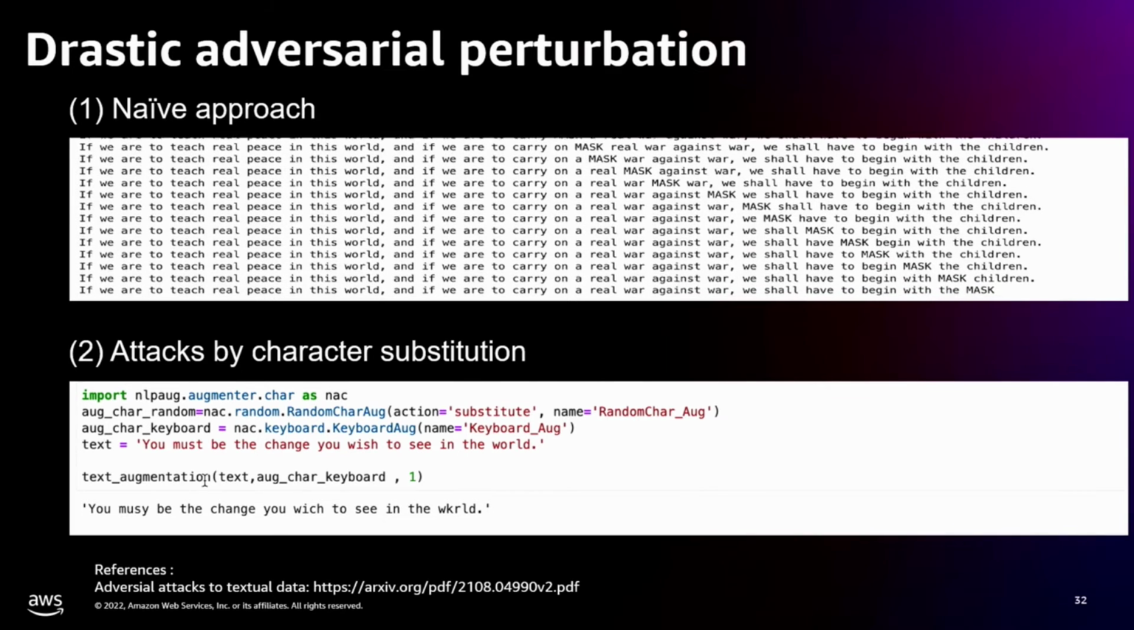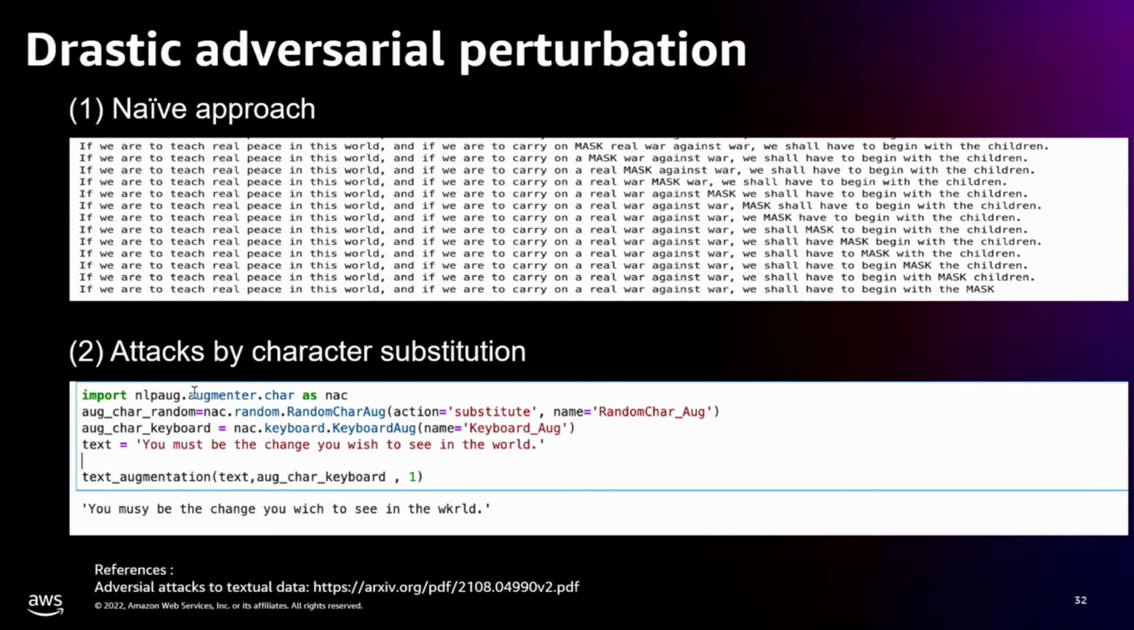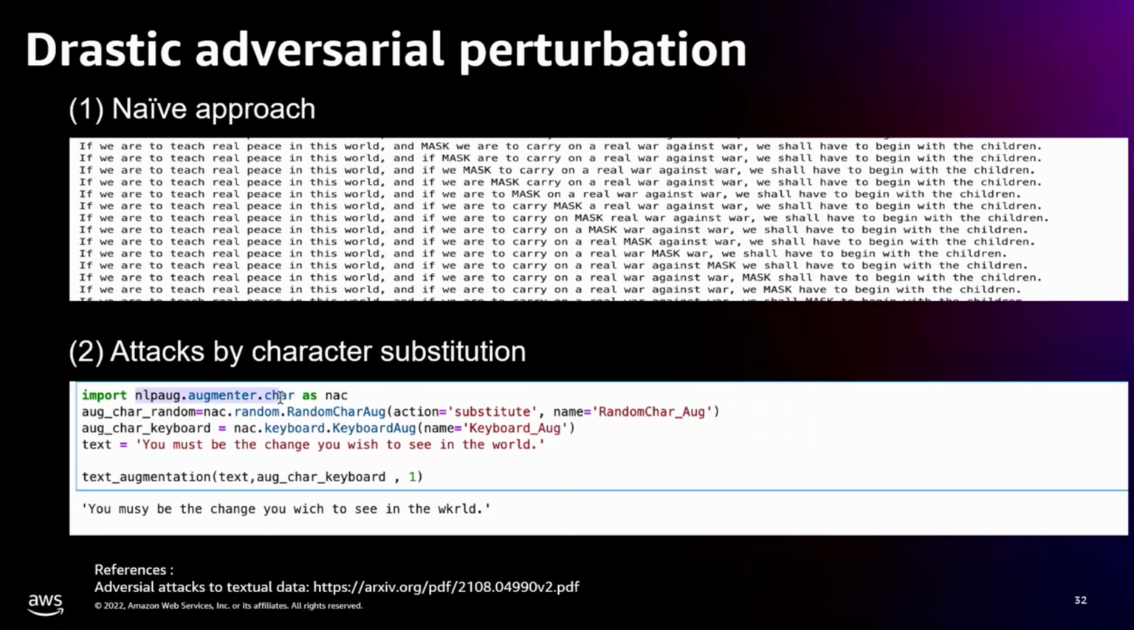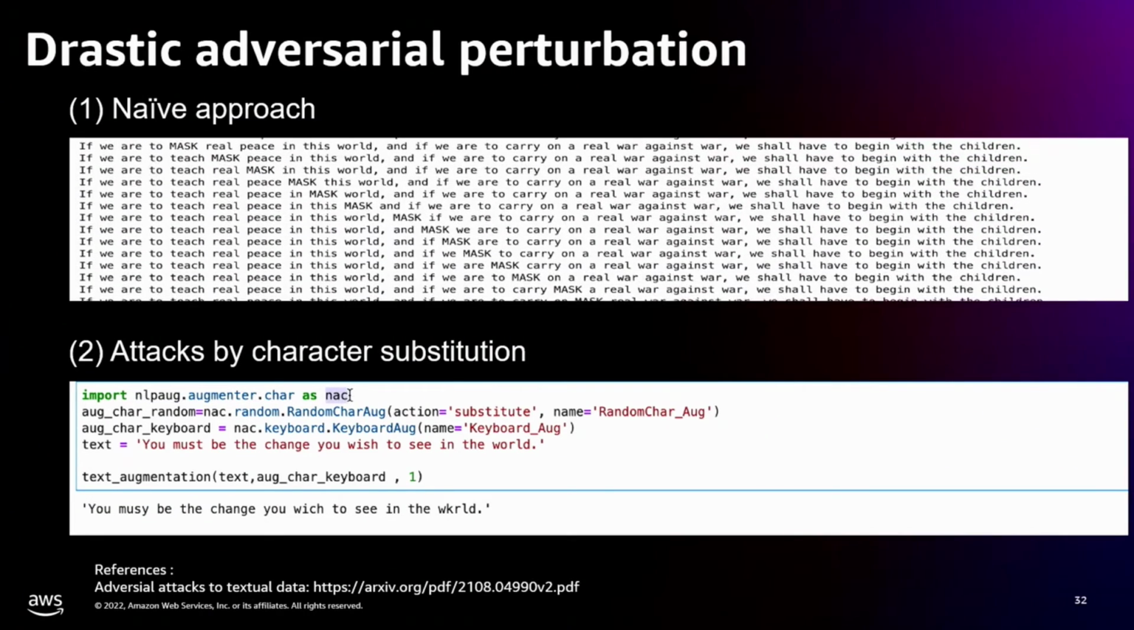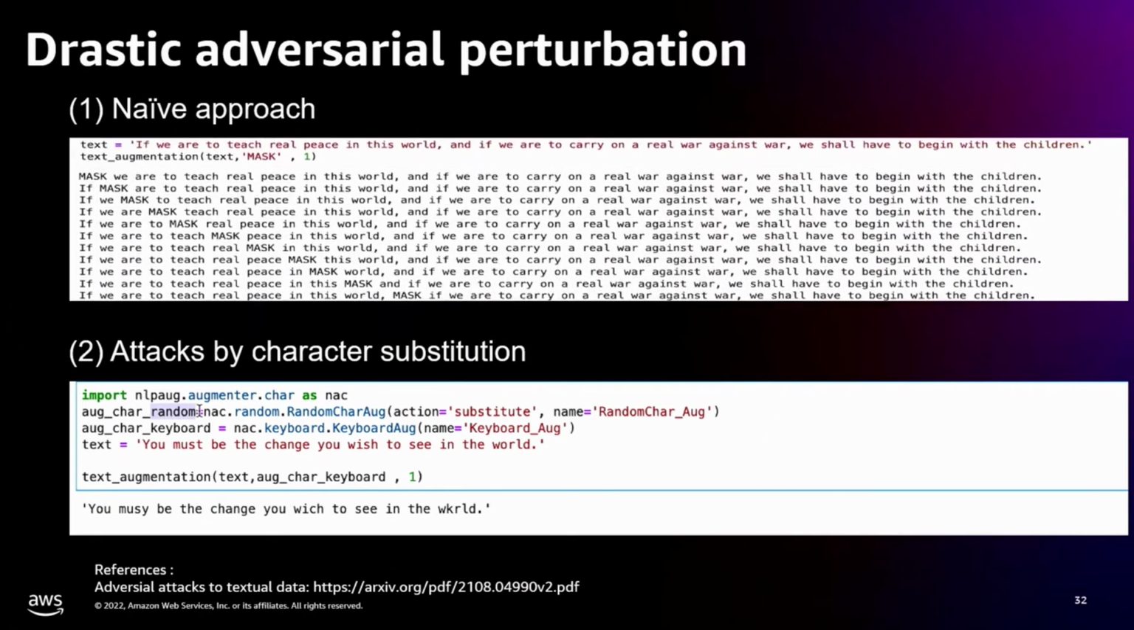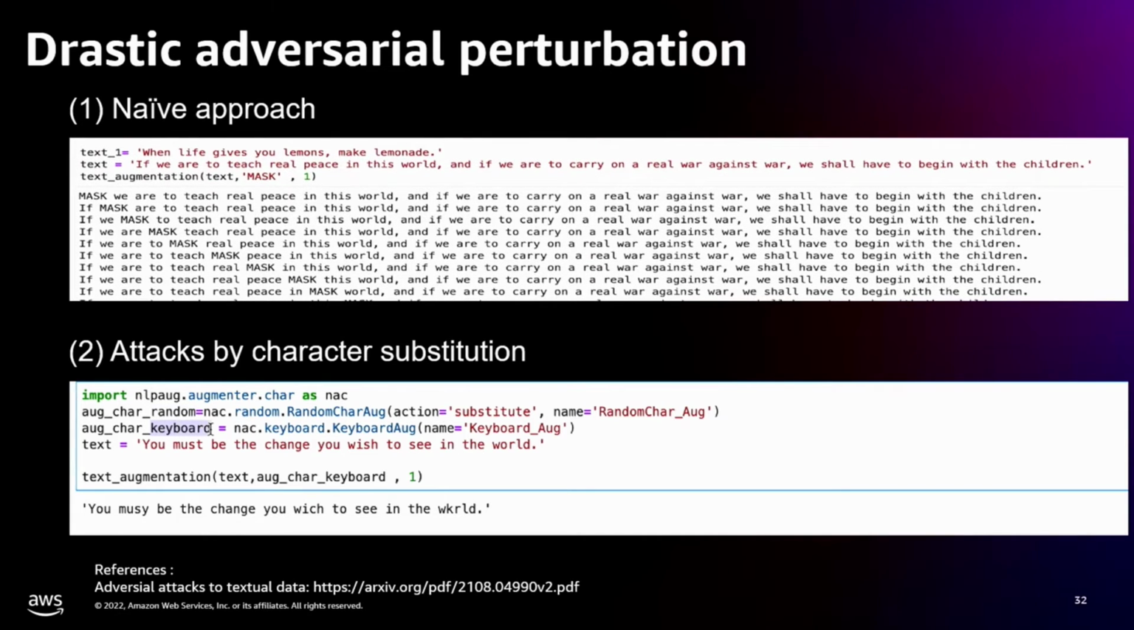Let's move to another one. We can also have character substitution. So the idea of character substitution is that we are replacing certain letters in the first text by random letters or by keyboard errors, for example. We can use for that some already existing libraries like the NLPAug library, which can help us make some changes to the text. So here's the text we have.